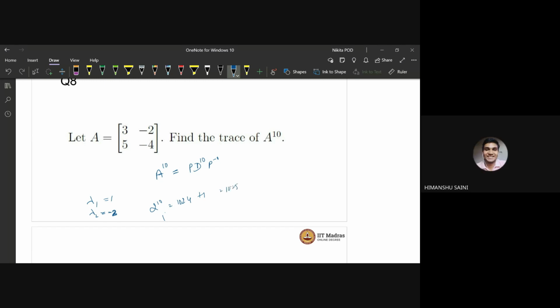But A to the power 10 will not be equal to D to the power 10, right? They will be similar, won't be equal. Yeah. Similar matrices have the same determinant, same eigenvalues. Because the answer is 2, ma'am, for this. But there it was all the entries, no? There you're talking about all the entries, but here you're talking about the trace, right? Trace is the sum of eigenvalues.